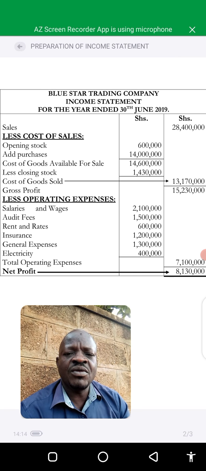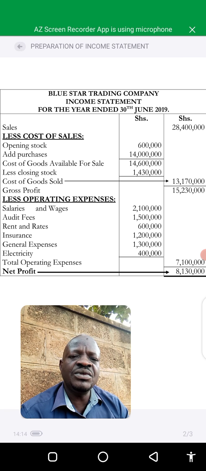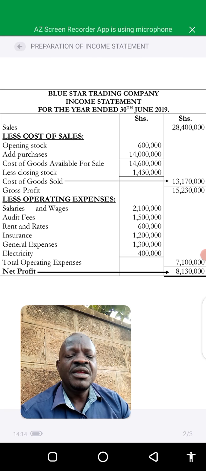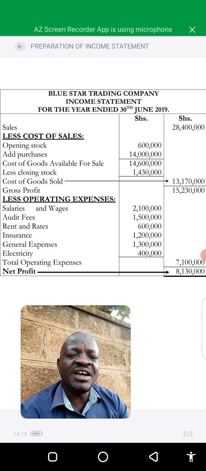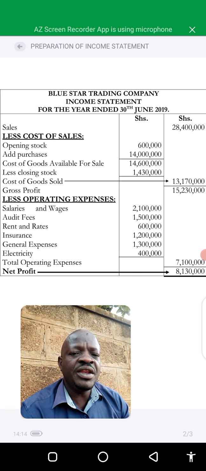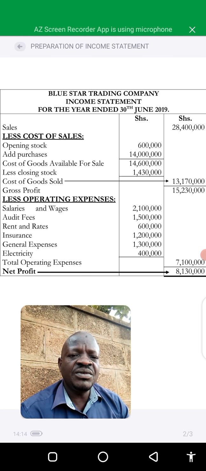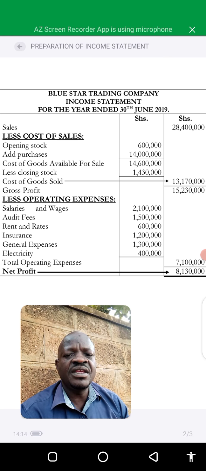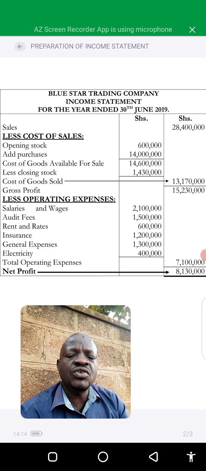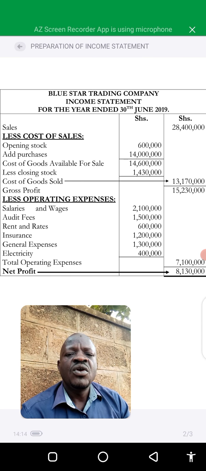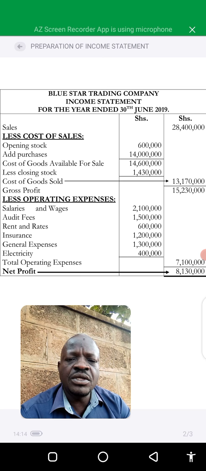And therefore, when we go back to our question, we shall say sales on the side that we see. Remember, this is not an account, we don't have debit or credit there. It's not an account. It's just a statement. So we shall have sales 28,400,000.